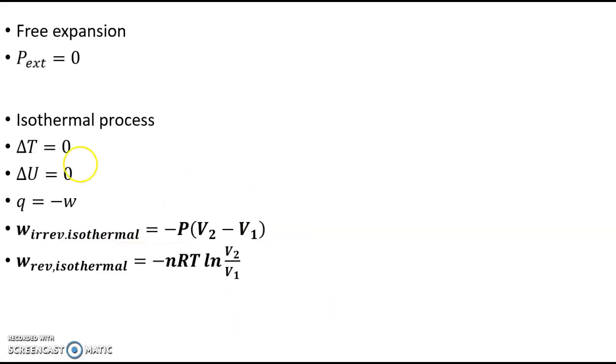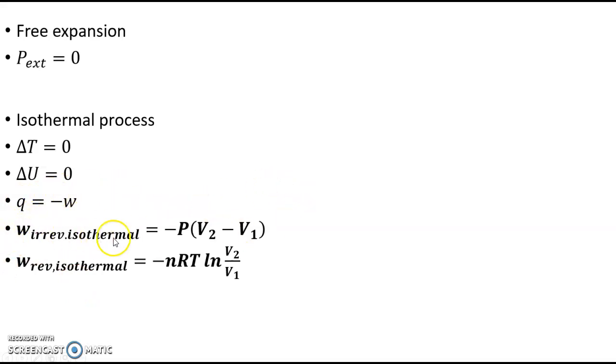So in summary, in a free expansion, external P is 0 and work done is 0. In an isothermal process, delta T is 0 because it's a constant temperature process. And because we're dealing with an ideal gas, our delta U is 0. And from the first law, Q equals minus W, so heat supplied is converted to work.